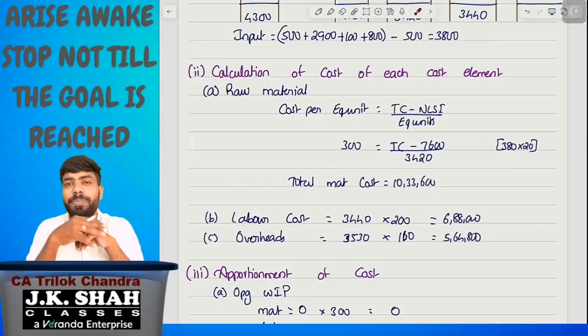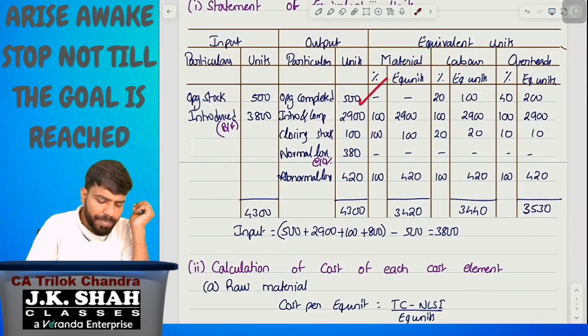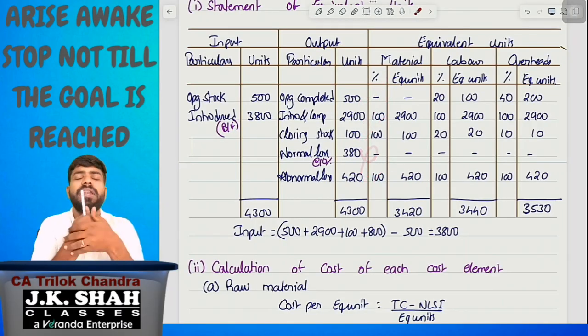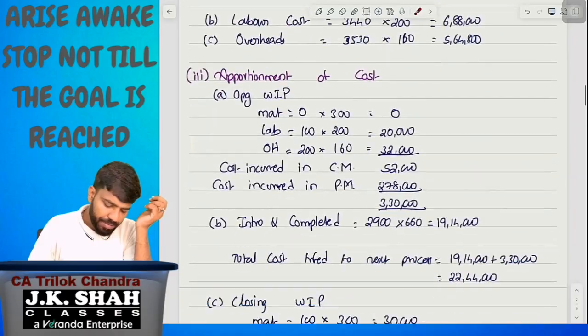Now we are doing the apportionment. To what we need to apportion? We need to apportion to the opening completed, introduced and completed, closing stock. We will not apportion any cost to normal loss, abnormal loss. Normal loss cost will be adjusted against good units. Okay, now look at here.